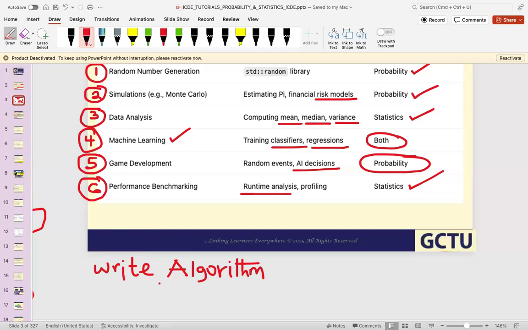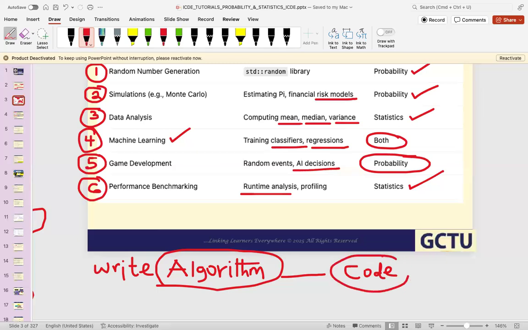So once we teach you how algorithms are written, then we are also teaching you the programming languages to help you to code the algorithms. You code them into software or programs. At the end of the day, that is what we need from you.